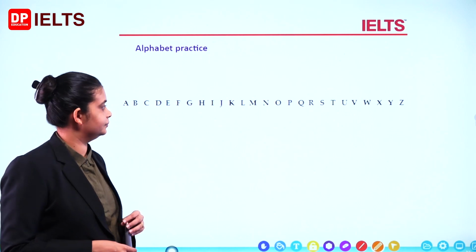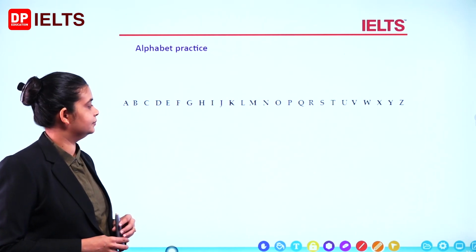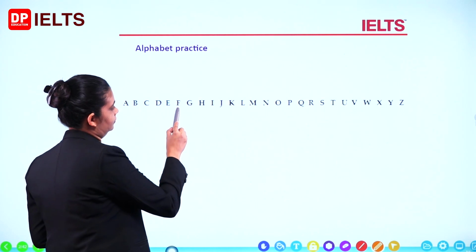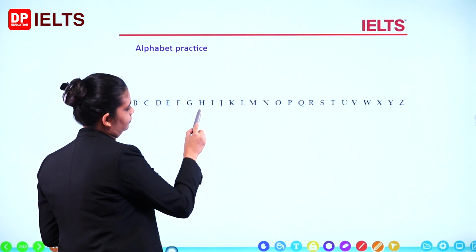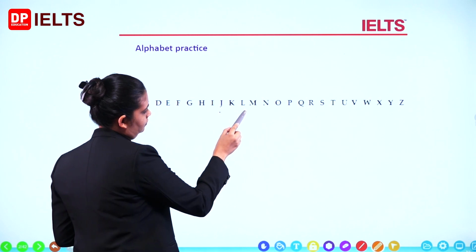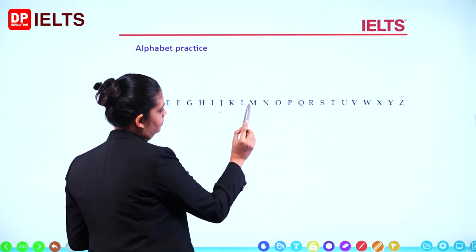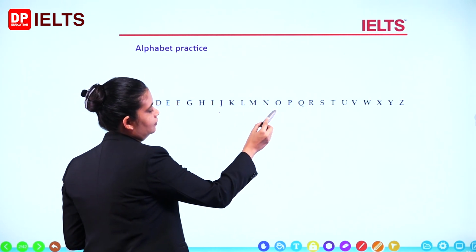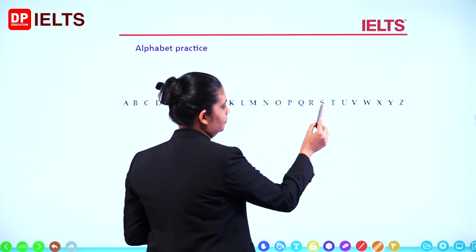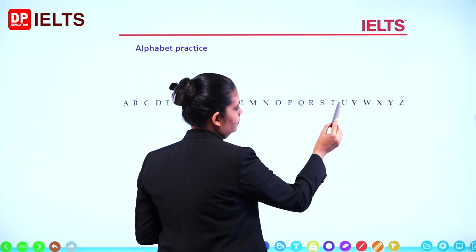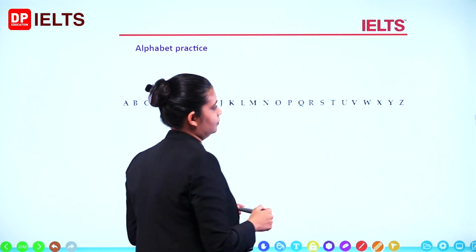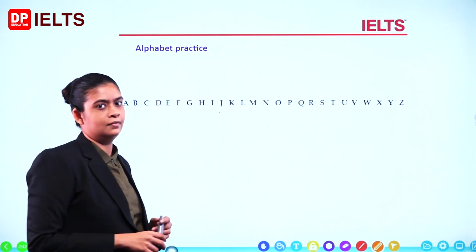The alphabet. A, B, C, D, E, F, G, H, I, J, K, L, M, N, O, P, Q, R, S, T, U, V, W, X, Y, Z.